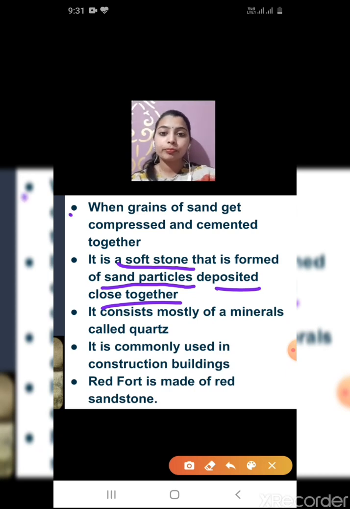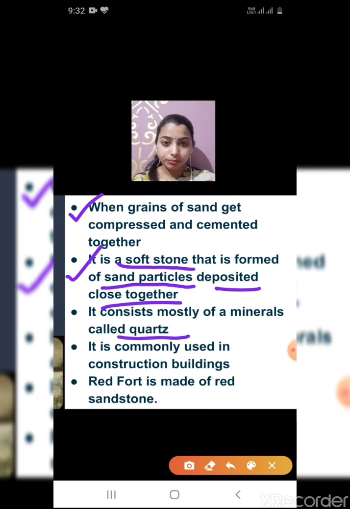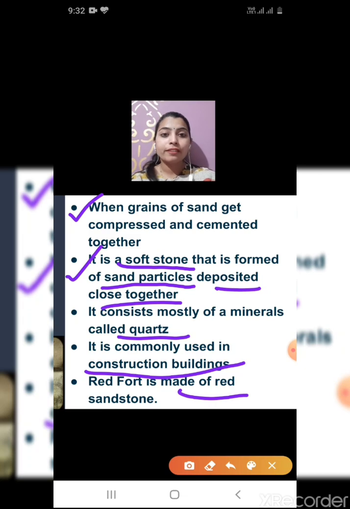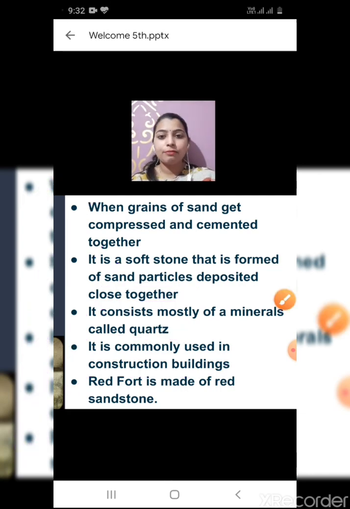Okay. It consists of mostly a mineral called quartz. Which mineral? Quartz. Understood? It is commonly used in construction of buildings, and red fort is made up of red sandstone. All these points are clear? Once again we will read.